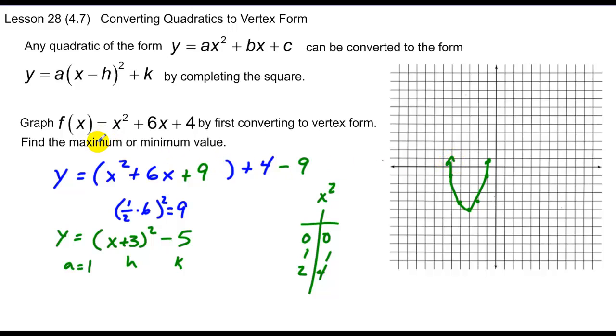And the problem also has to find the maximum or minimum value. This has a minimum value, and we're using our y value to state that. So the minimum y value in this case is negative 5.